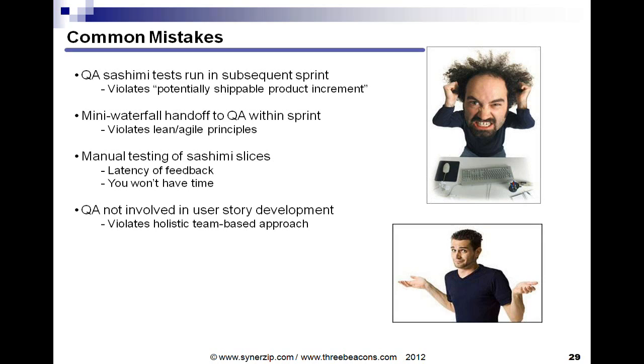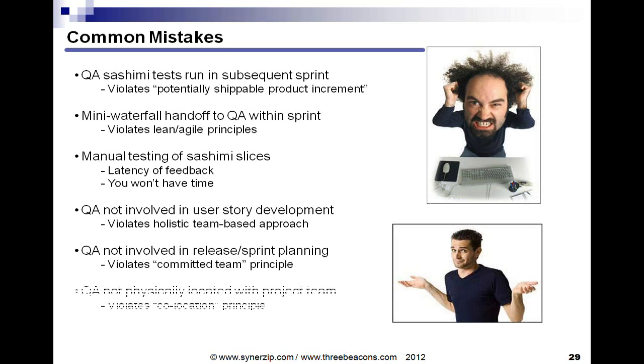Another common mistake is QA not involved in user story development. I'm telling you folks, QA folks bring a level of talent to the table that I could never approximate in my wildest imagination. If you want righteous user stories, get QA involved up front in the definition of those. Another common mistake, QA not involved in the release and sprint planning. We need QA's opinion about the size of the estimates. What do you think we can do within this sprint? What do you think can be done in a release? So let's get their opinion up front.